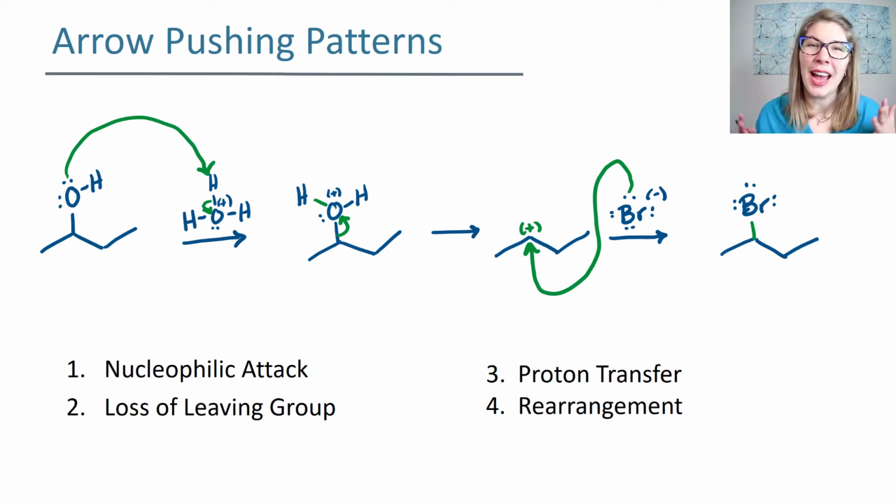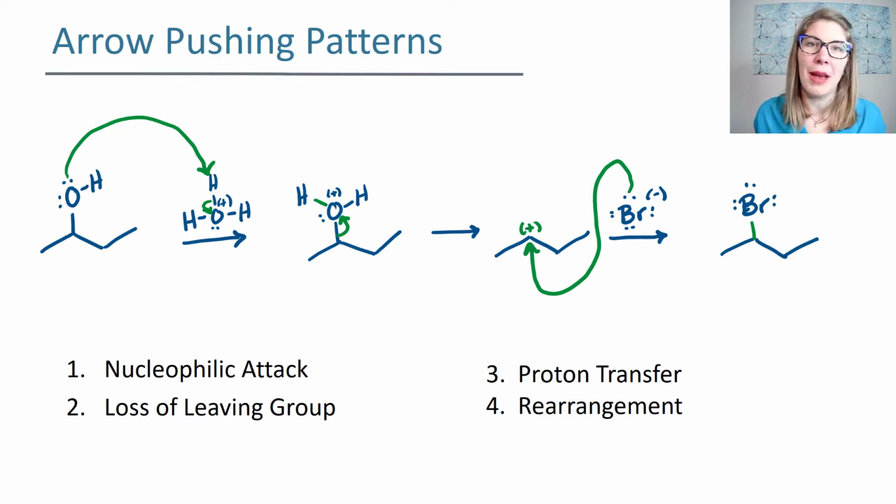Let's start by looking at what I have written in the middle of my page here. Here I have what's called a mechanism. In a mechanism, what is happening is we are using curved arrows to illustrate the flow of electrons and how bonds are forming and breaking in order to form a final product. This is going to help us predict products in the grand scheme of things, but right now it's just going to feel kind of overwhelming.